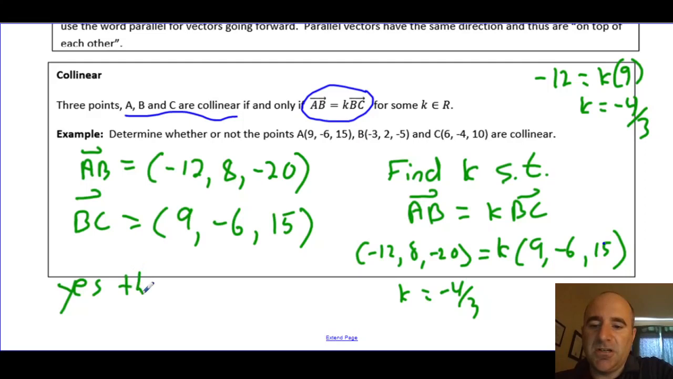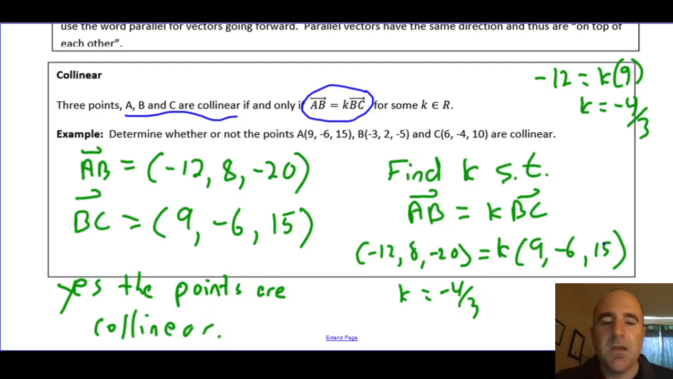The points are collinear. They can be drawn in a line. We can draw a line through all of them. So the question had nothing to do with vectors. We just used vectors to answer the problem. And this should kind of make sense what's going on here.